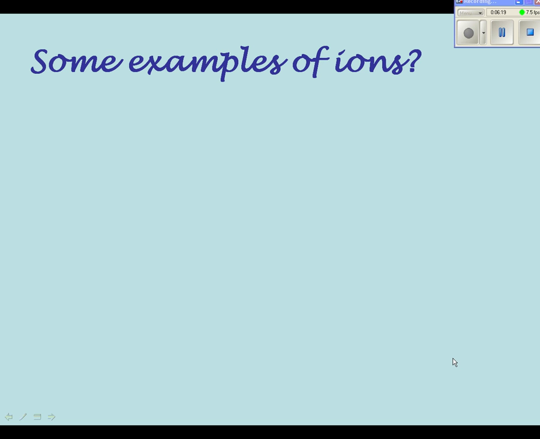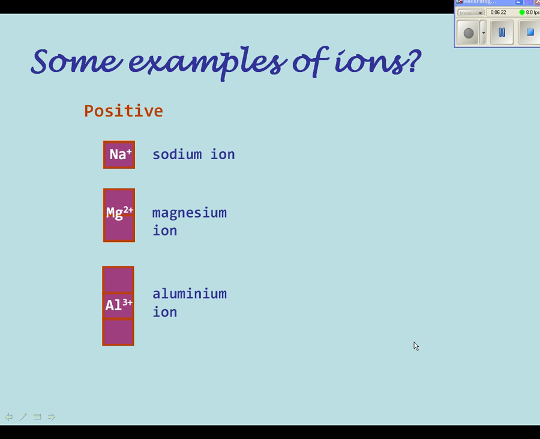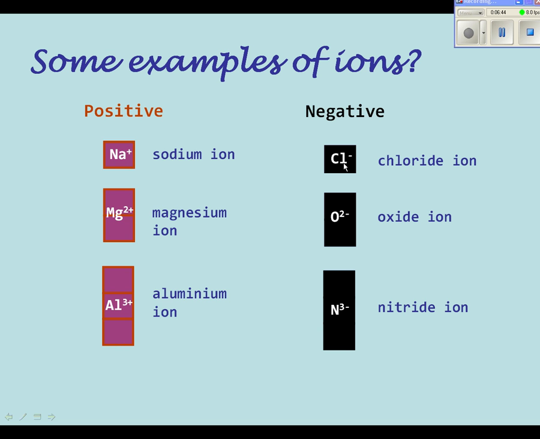So here are some examples of ions, starting with positives. We have sodium ions that are single positive, magnesium ions that are double positive, and I've shown the magnesium ion as being twice the size because the charge is double that of sodium. And then there are aluminium ions, which are triple positive, so this is 3 times the size of the sodium ion. Negative ions include the chloride ion, which has 1 negative charge, the oxide ion, which is double negative, so it's shown here as double the size of the chloride, and the nitride ion, which is triple negative, which is shown here as triple the size of the chloride ion.